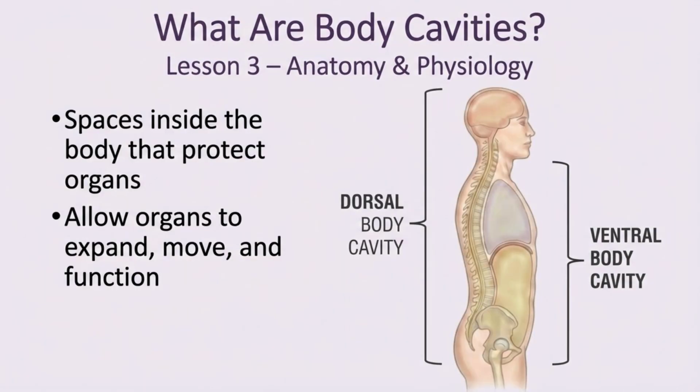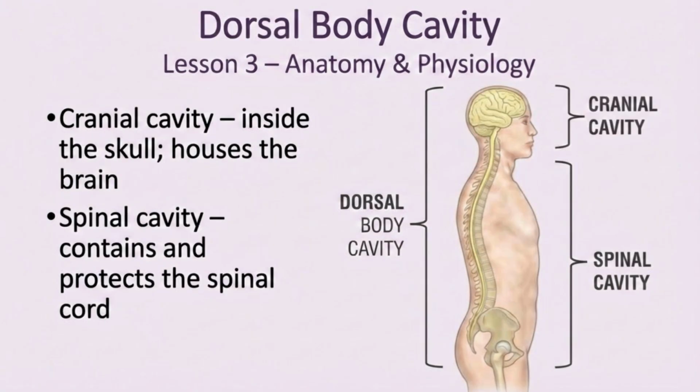Now let's start with learning about body cavities. Body cavities are spaces inside the body that protect our organs and allow them to move and expand. Think of them as the body's rooms where organs live. The dorsal cavity runs along the back of the body. The cranial cavity is inside the skull and holds the brain. The spinal cavity contains and protects the spinal cord, which connects the brain to the rest of the body.